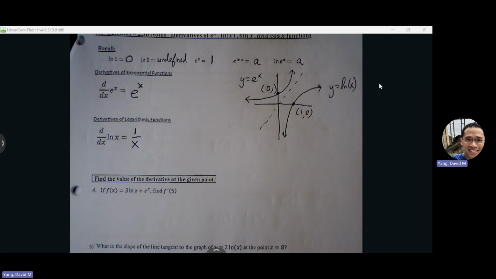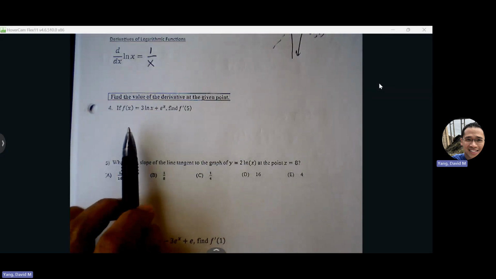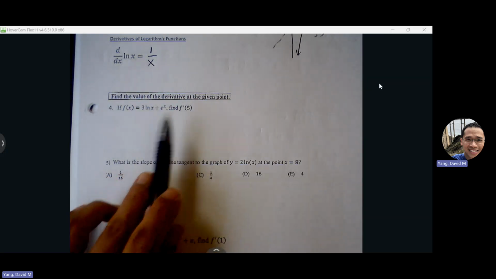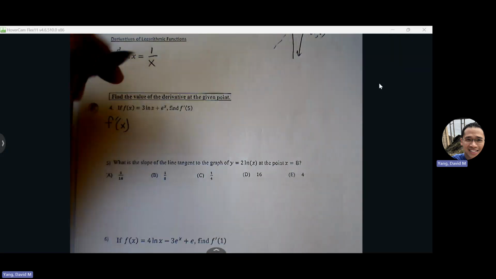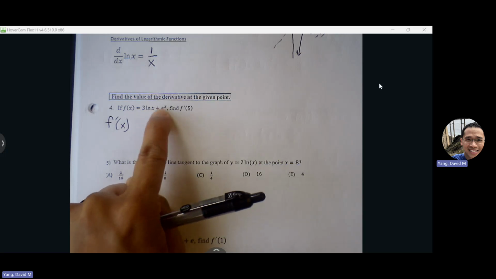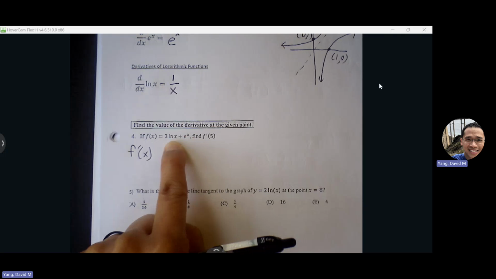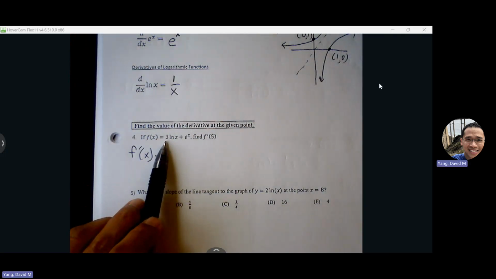Okay, so let's do some practice with finding derivatives, ordered pairs, and writing tangent line equations. Number 4, find the value of the derivative at a given point. If I have 3 natural log of x plus e to the x, find f prime of 5. The nice thing is that natural log of x and e to the x are separated by plus or minus. These are basically individual terms, so we can just apply the derivative independently. So what do you think the derivative of 3 natural log of x would be?